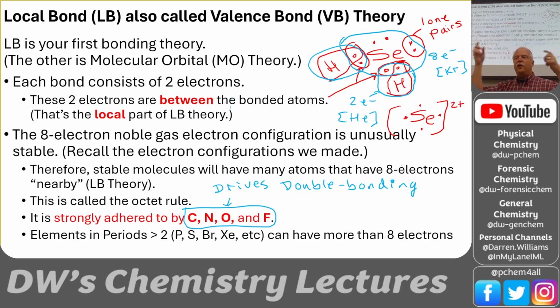So whenever you have a molecule with double bonds, it's being driven by the carbon, the nitrogen, the oxygen. Probably not the fluorine. Fluorine is just going to make 8 electrons around itself, but certainly C, N, and O. And in elements above period 2, so the third row and below, with phosphorus and sulfur and so on, those can bond to more than 4 things and can have more than 8 electrons around them.